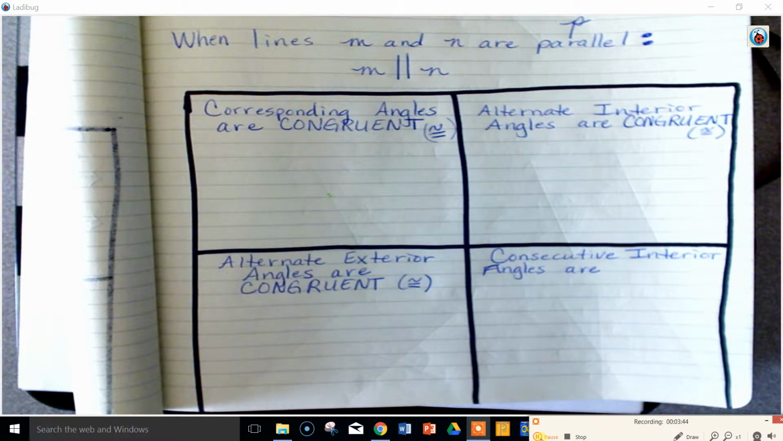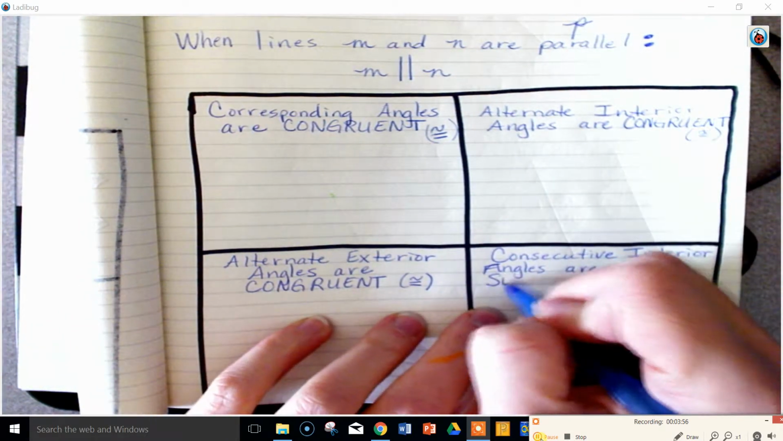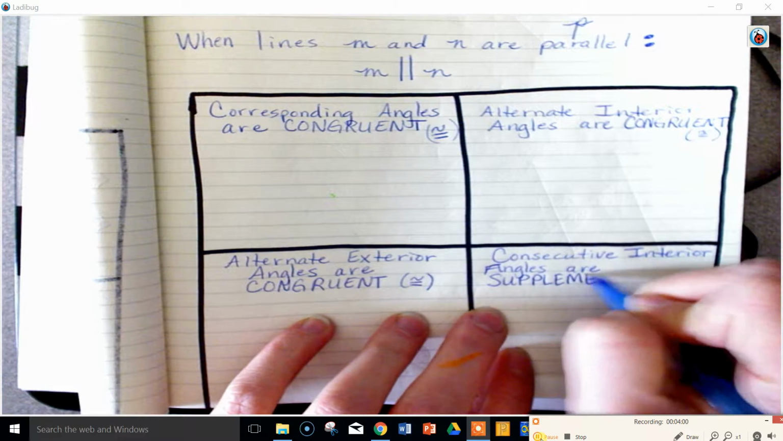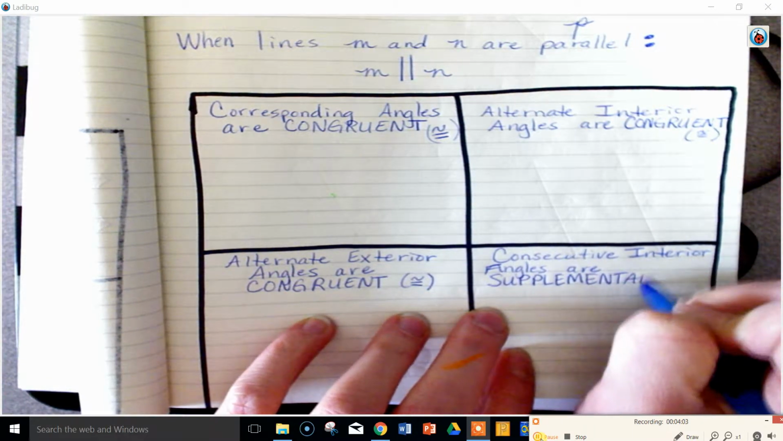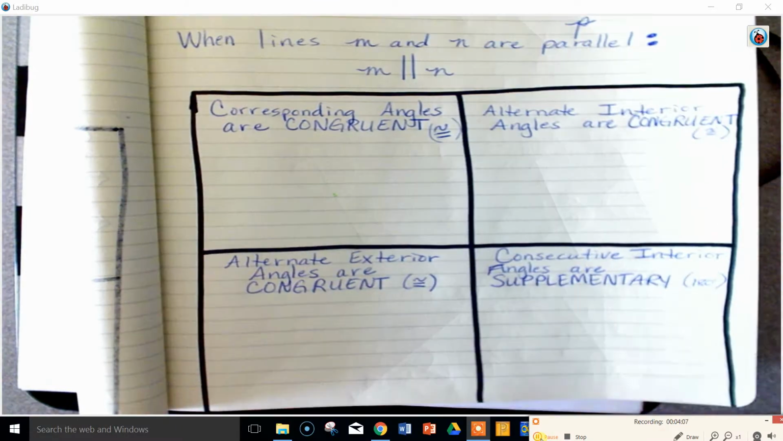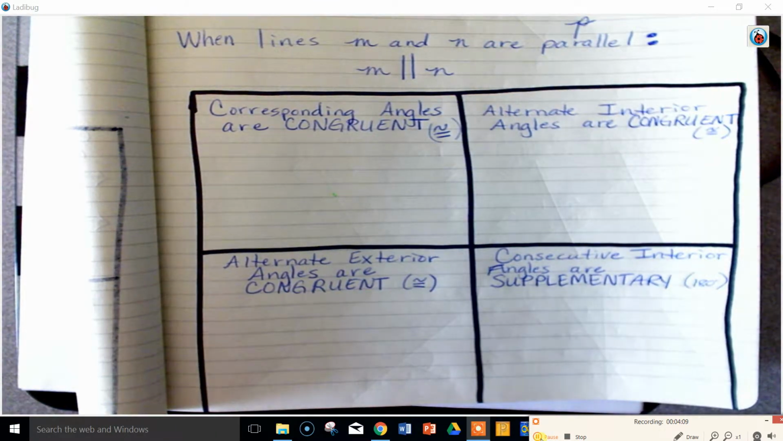And they might seem like they're all going to be congruent, but they're not. Consecutive interior angles, they're the ones that are different. They are not going to be congruent just because you have parallel lines. They are going to be supplementary, which means they will add up to 180 degrees. They're the ones that are very different.